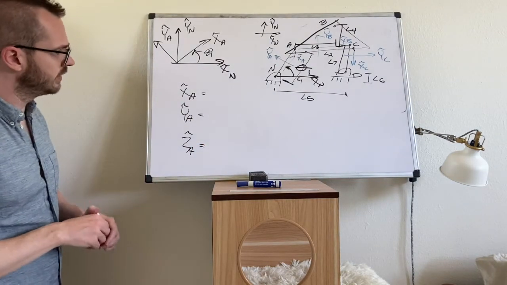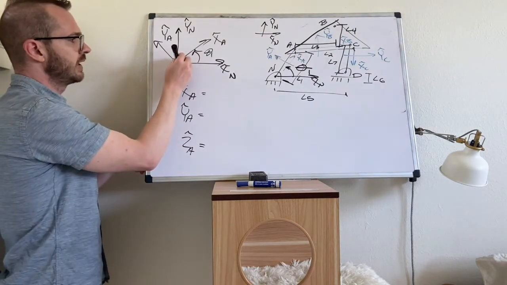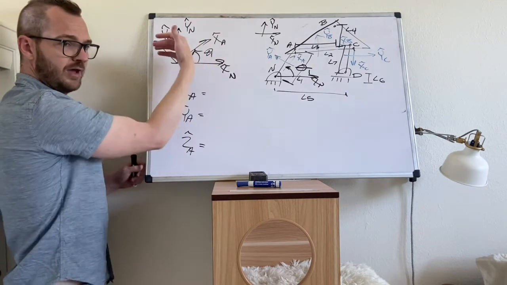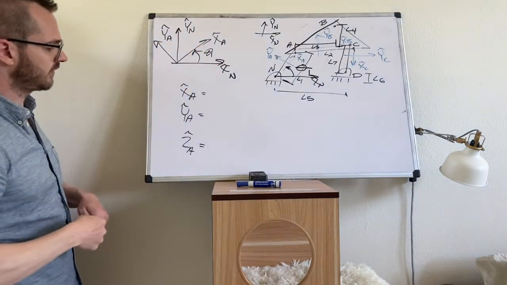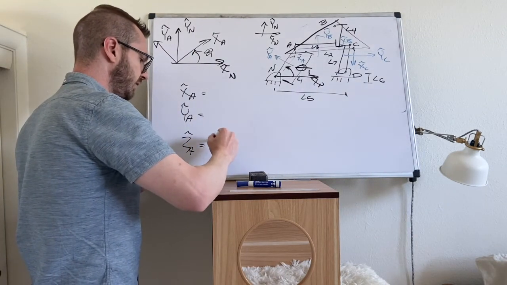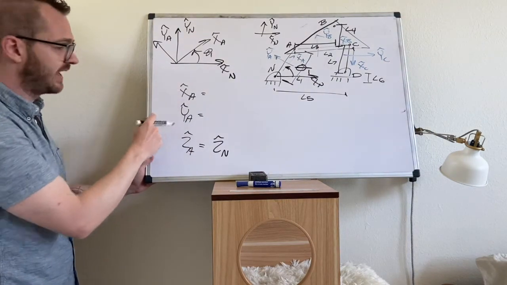The easy one in this case is the z. Remember, we're doing simple rotation, right? So there's a z axis coming out, and the A frame is rotating about that shared z axis. So z hat A is in fact z hat N. And then we did these definitions last time.